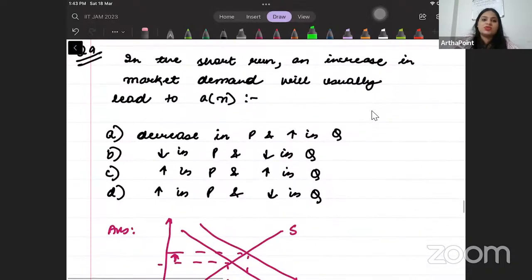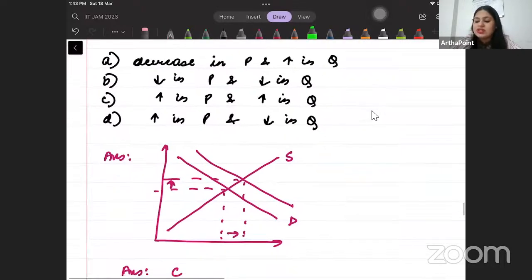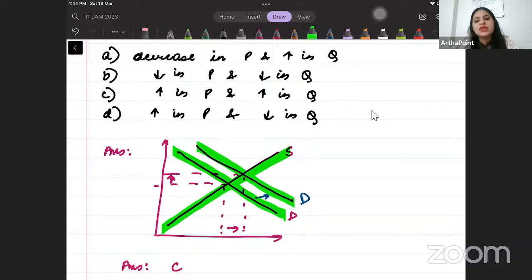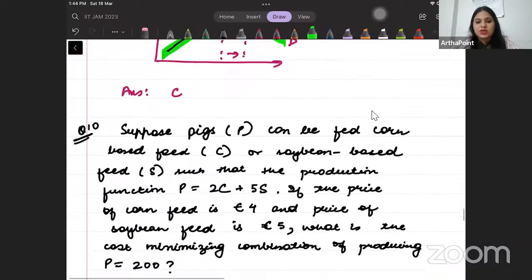Okay, come to the next question. In the short run, increase in market demand will usually lead to, so this is a very simple question actually. It is just saying that this is your supply curve, demand curve, and there is an increase in demand. So it shifts to the right. So the price will increase and quantity will also increase. So the answer is this. Come to the next one.